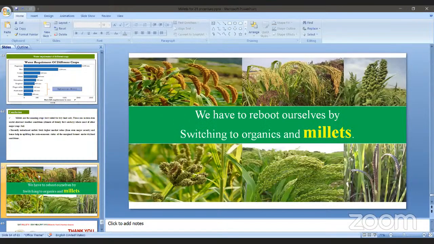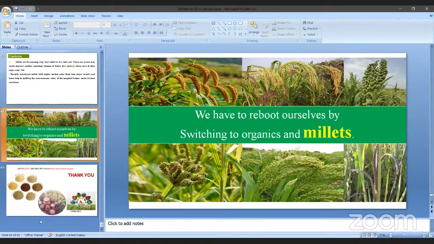That's why nowadays we have to switch to organics. Organic farming is now more in focus. In organic farming, you can go for the production of millets, and growing millets organically is also a very important aspect.